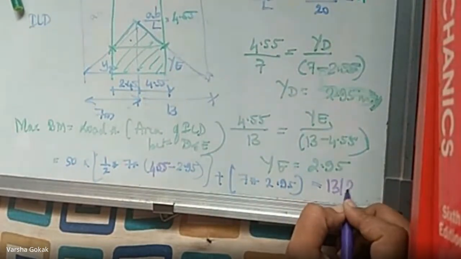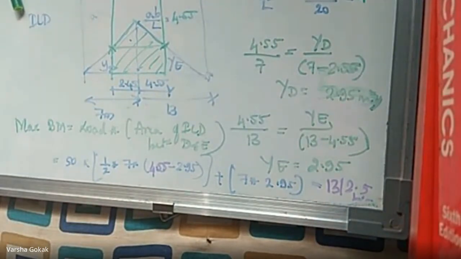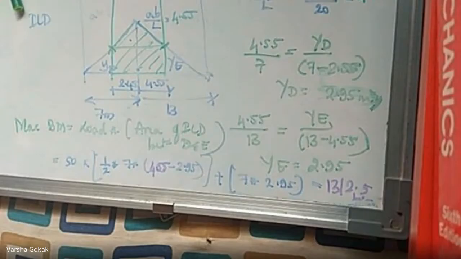1312.5, I've got. Check all of you whether you're getting the same. Yes, ma'am, 1312.5. Yes. Okay.